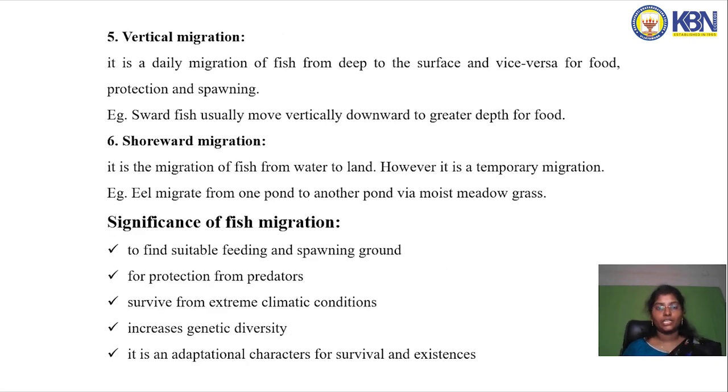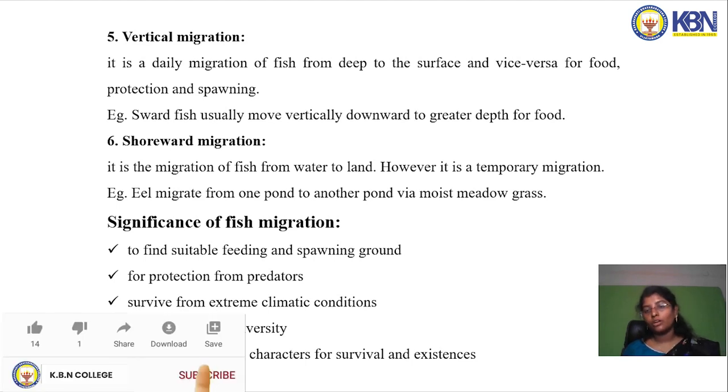Next, vertical migration. It is a daily migration of fish from deep to the surface and vice versa for food, protection and spawning. Next, shoreward migration. It is the migration of fish from water to land. However, it is a temporary migration. Examples, eel migrate from one pond to the other pond via moist meadow grasses.